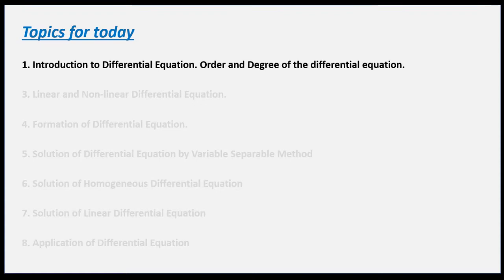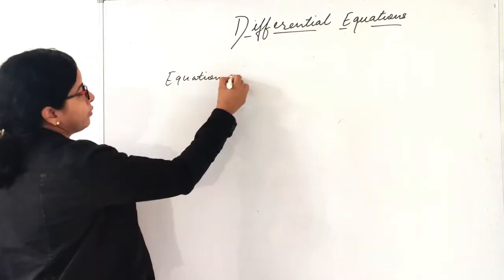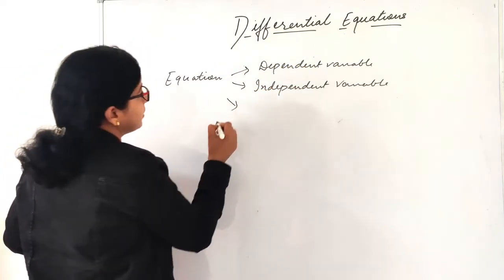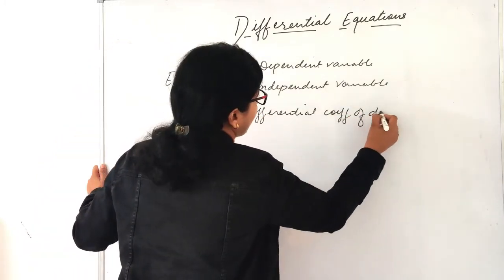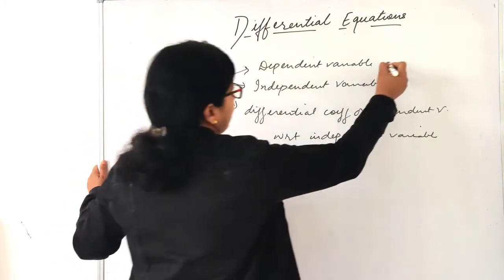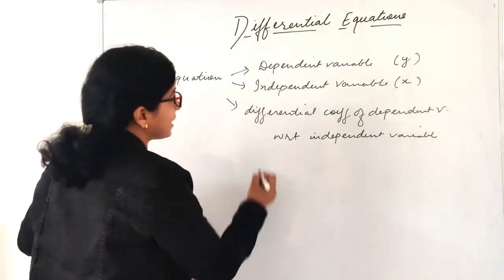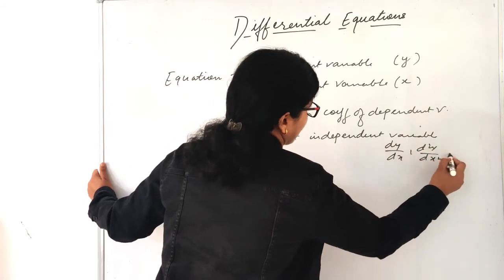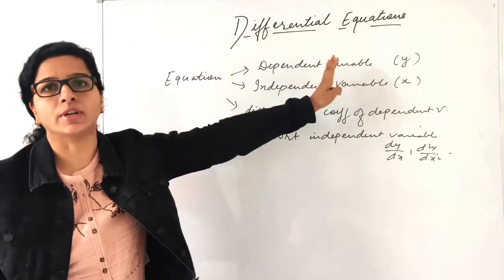So what exactly is a differential equation? A differential equation is an equation which contains the dependent variable, the independent variable, and differential coefficients of the dependent variable with respect to the independent variable. If your dependent variable is y and independent variable is x, the equation should contain this type of terms. Such an equation is nothing but your differential equation.